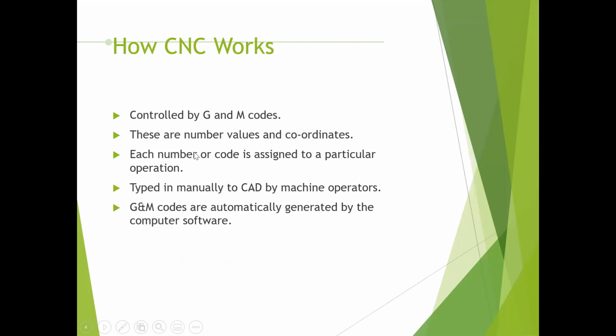Now, G code, M code are the important things which we consider here. These are numbers, values, and coordinate systems. Each number of code is assigned to a particular operation, typed in individually by machine operators. The M codes are automatically generated by computer software.